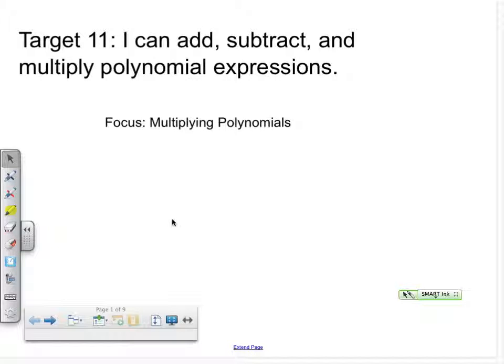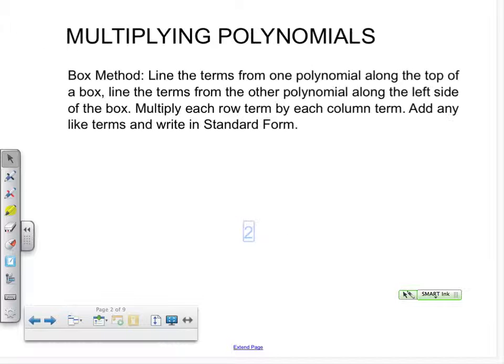Algebra 2, Target 11. I can add, subtract, and multiply polynomial expressions. Today, the focus is on multiplying polynomials. To multiply, we are going to use what's called the box method.